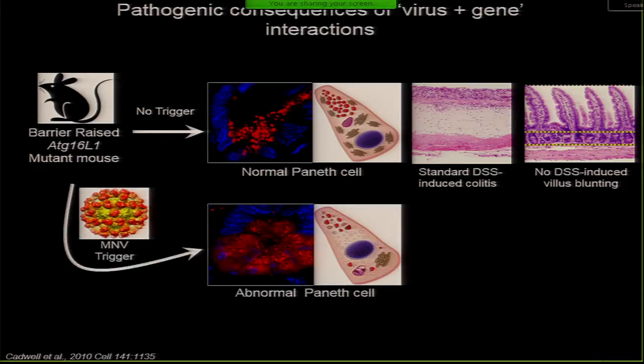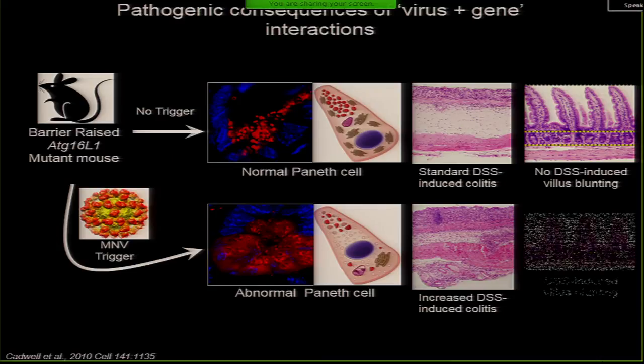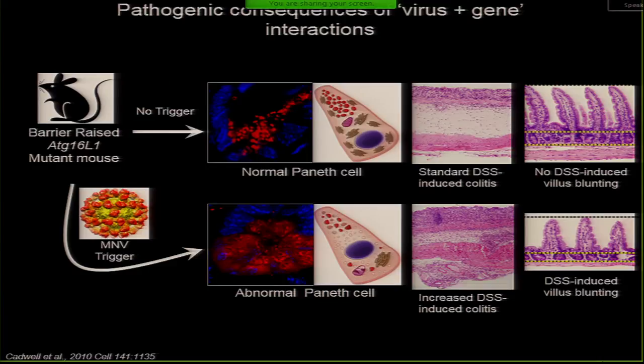If you take the mutant mouse, but not the wild-type mouse, and give it a chronic viral infection, now you get abnormal Paneth cells. You get a new kind of colitis from DSS. And now you get a completely new phenotype, which is villus atrophy or blunting. The virus in the wild-type mouse doesn't do any of this. The virus in the mutant mouse does this.